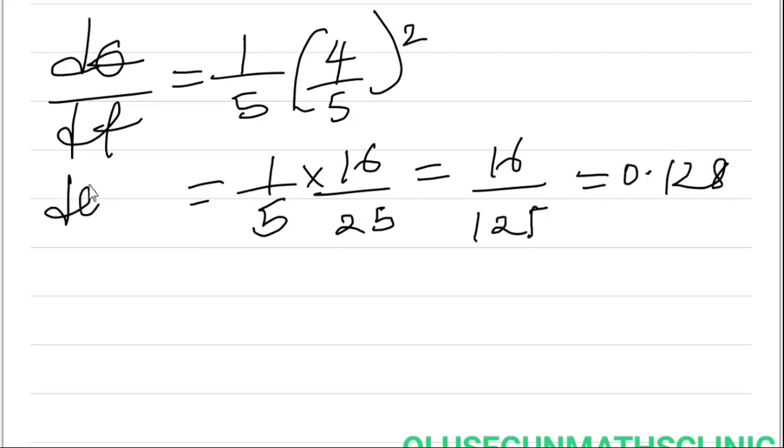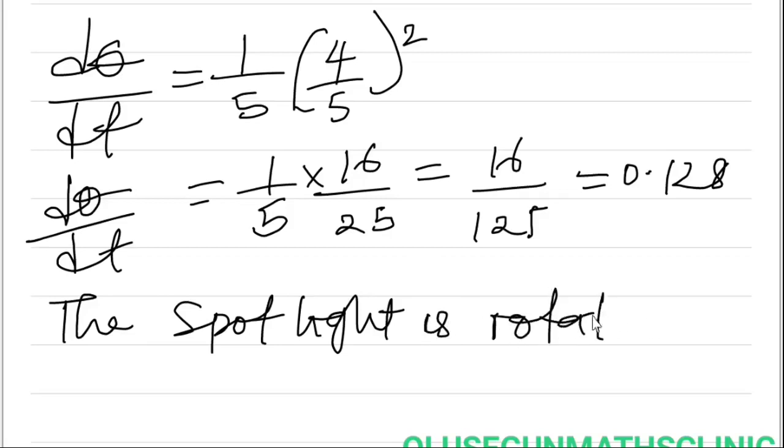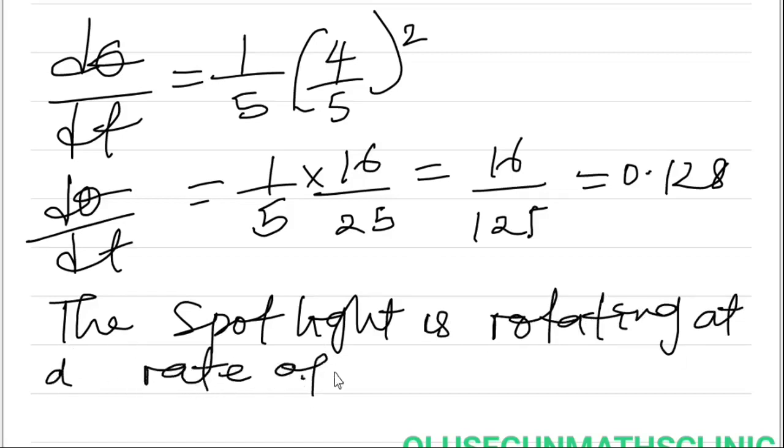This means that dθ/dt is equal to 0.128. So in representing this, we say the spotlight is rotating at a rate of 0.128 radians per second. So that's just the answer.